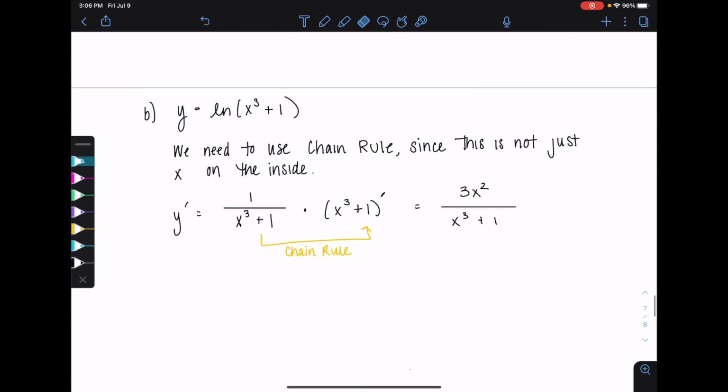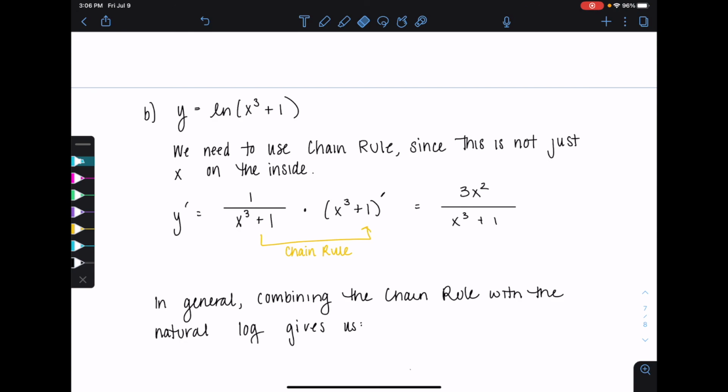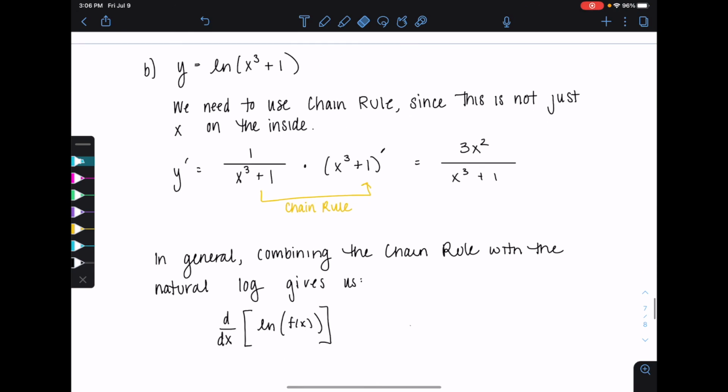So really, in general, combining that chain rule with the natural log function tells us if we take the derivative of natural log of a function, it's 1 over the function multiplied by the derivative of the inside. So ultimately, you get f prime over f.